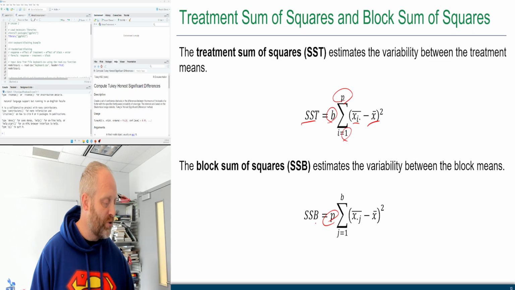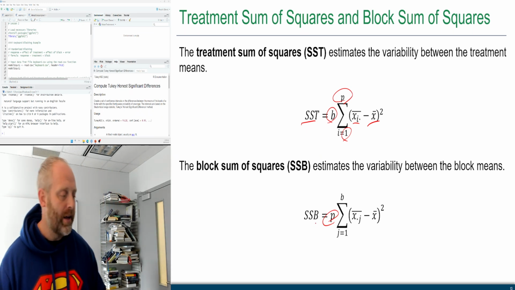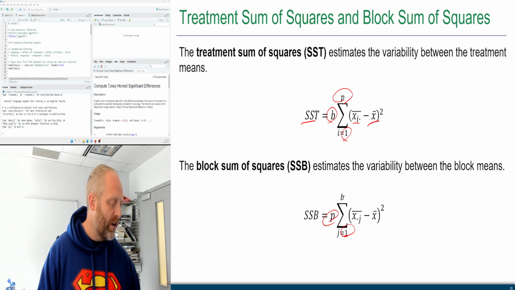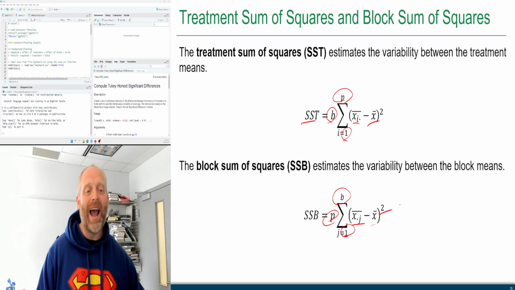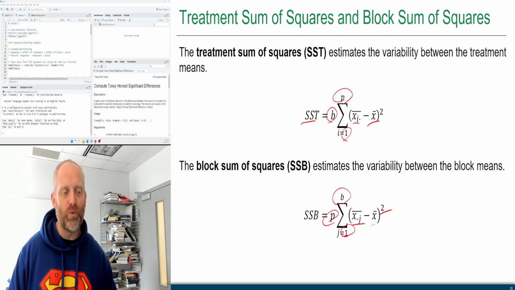I have a total of P treatments here, so I'm scaling it by P. I'm indexing starting at 1, going all up to the number of blocks, and I'm saying, well, what is the average for each block minus the center, and then again squaring that after, adding them all up, and that's going to get me the sum of squares.